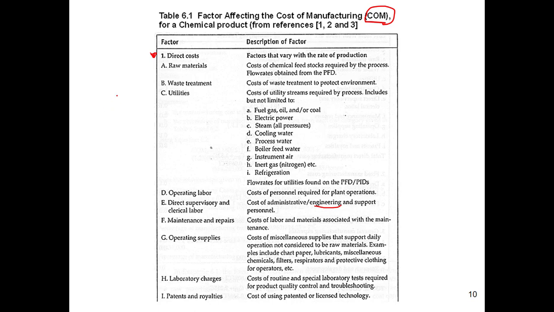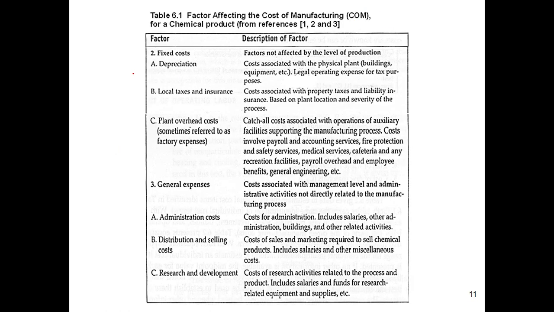So let's say when I want to manufacture something, like a heat exchanger, the cost of manufacture has all these items: raw material, waste treatment, utilities, all this. Like direct cost, we also have fixed cost. When we install this heat exchanger in the process, how much will we lose per year for that heat exchanger? The local cost that we have to pay.